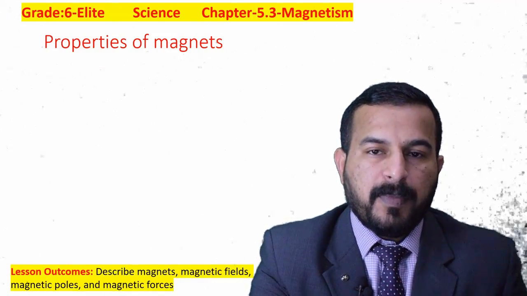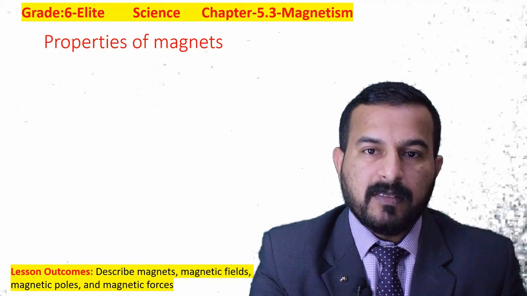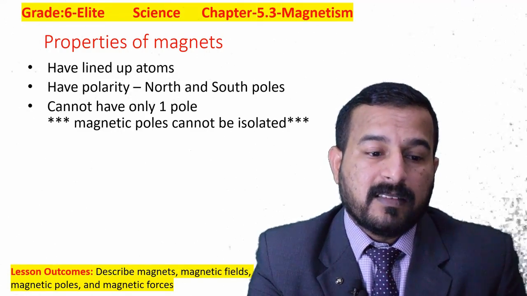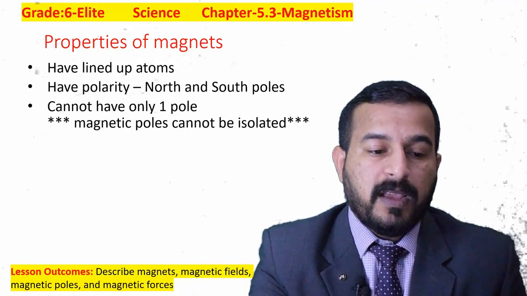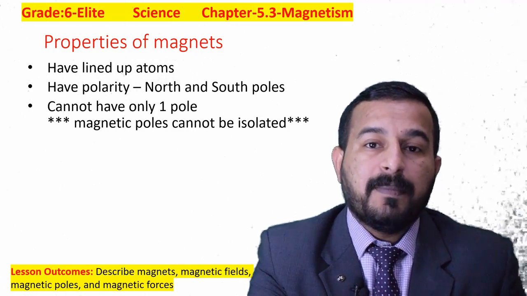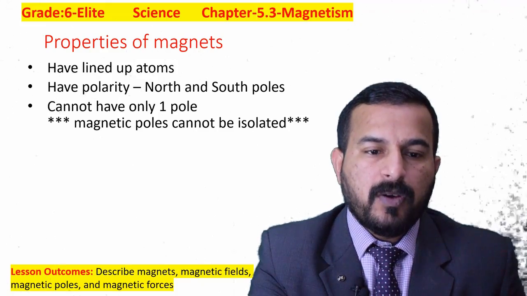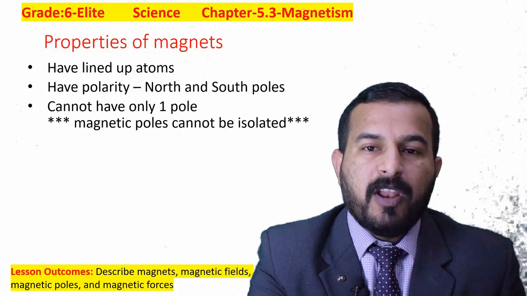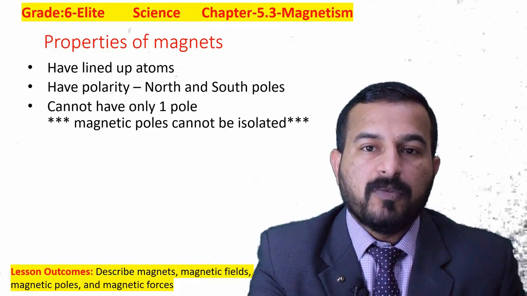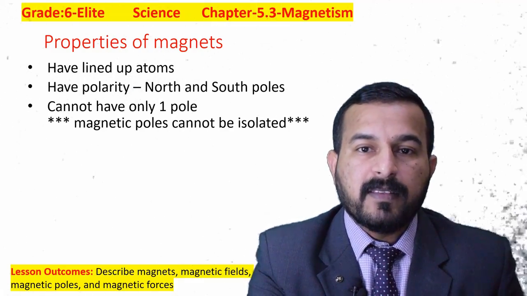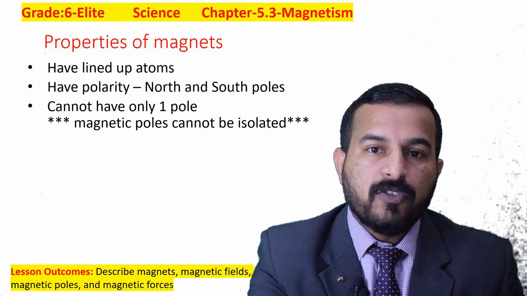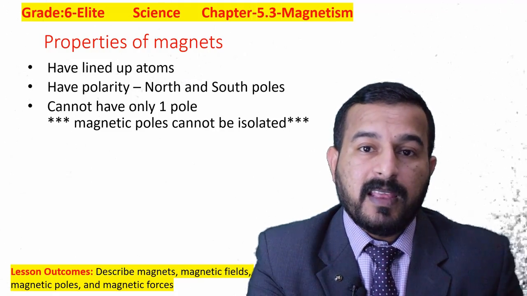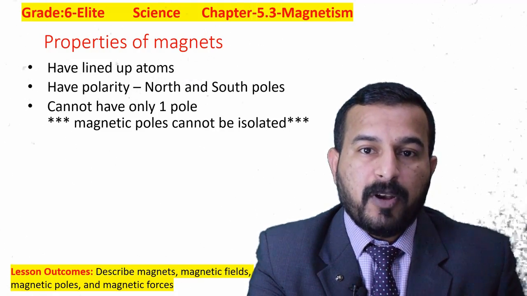Once we come to the properties of magnets, these are the major things we discussed and we spent more time on in the last class. The first thing that comes to mind is that they have lined up atoms in them, because if a material has magnetic properties, atoms play a great role inside it. They have a polarity, as we know that there are north and south poles, written as N and S on the magnet. Especially when you see a horseshoe magnet or bar magnet, you can see two poles written with the letters S and N. That shows that they have polarity.